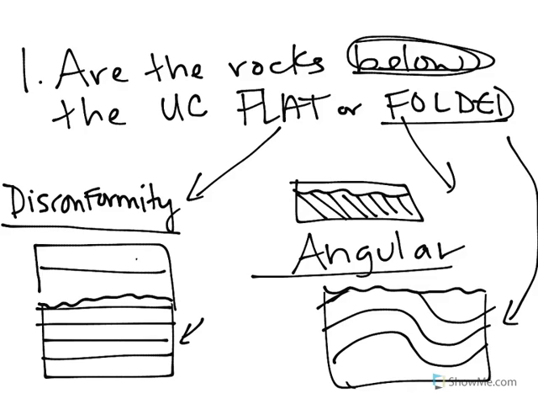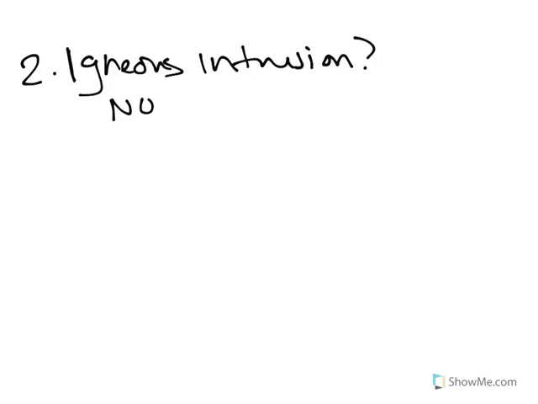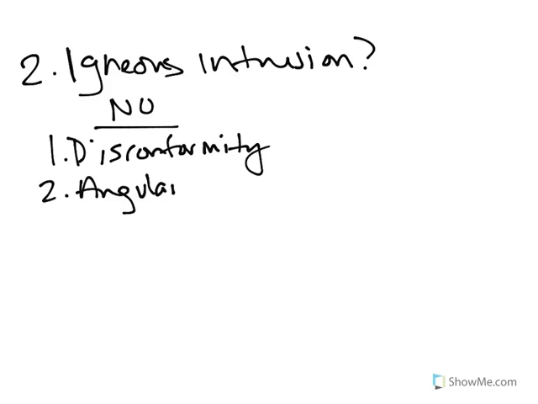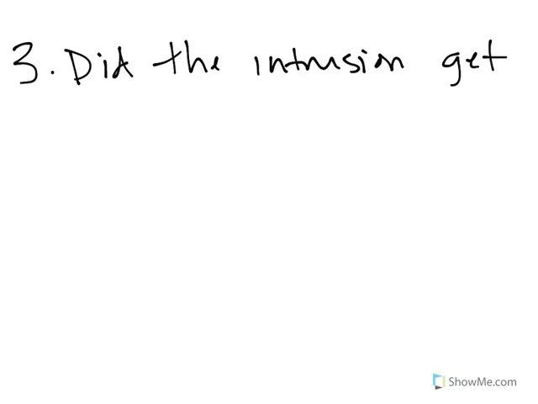Now, there's one extra word we can add. So the next question you're going to ask yourself is, is there an igneous intrusion? If your answer was no, then you're just going to stick with either disconformity or angular. If your answer is yes, we're going to go to the next part. So if you answered yes, the last question you're going to ask yourself is, did the intrusion get eroded at the unconformity?